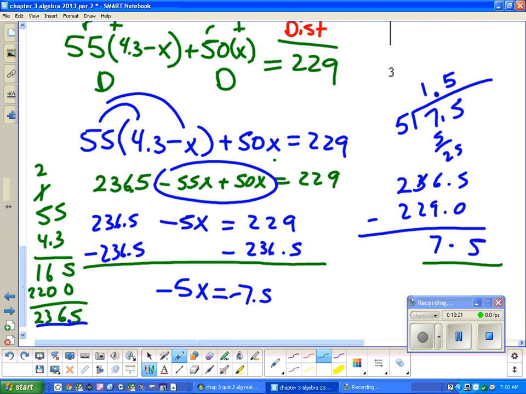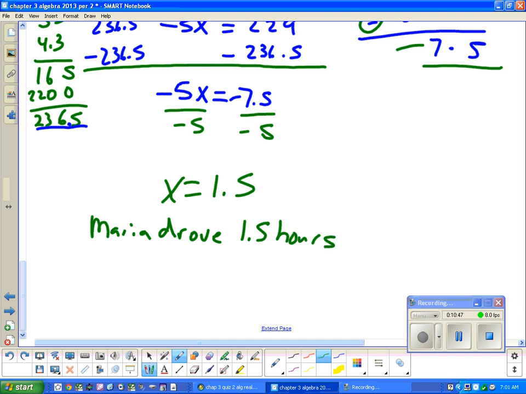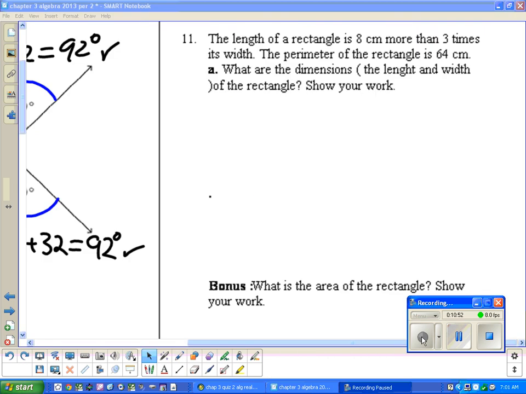Did the math over here. We got 7.5, and that's going to be a negative 7.5. Next, we need to divide both sides by negative 5. And when we do that, we get x equals 1.5. And we know from the beginning that's Maria's hours. So Maria drove 1.5 hours. And you still need to do a check on this, and you can do the check for homework.